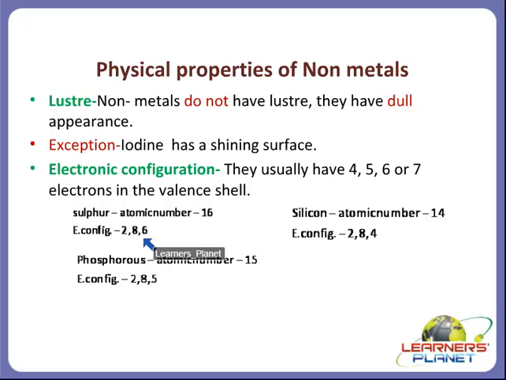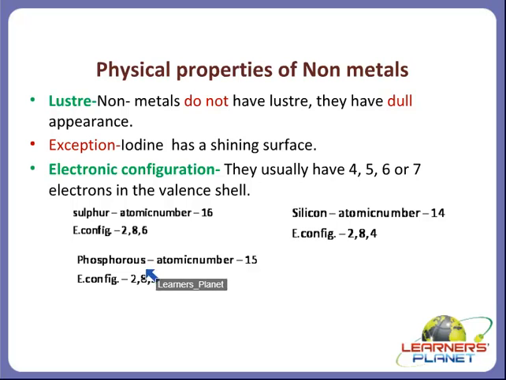Sulfur is electronegative. Likewise silicon. Silicon's atomic number is 14. What will be its electronic configuration, children? It would be 2, 8 and 4. Now this can't form ions. It forms ions only under drastic conditions, that is very high temperature. So what type of compounds will it form? It will form covalent compounds. Under drastic conditions it can form a negative ion.